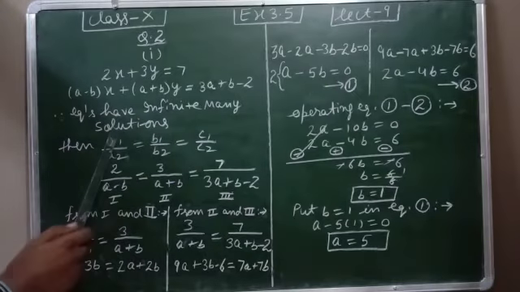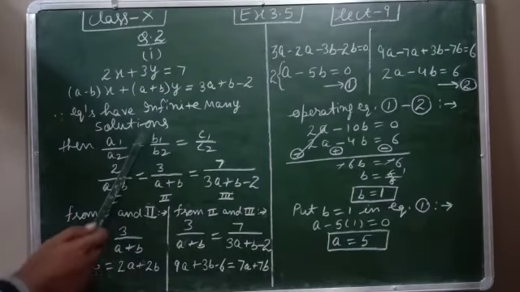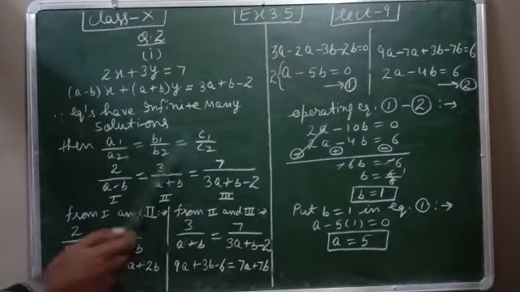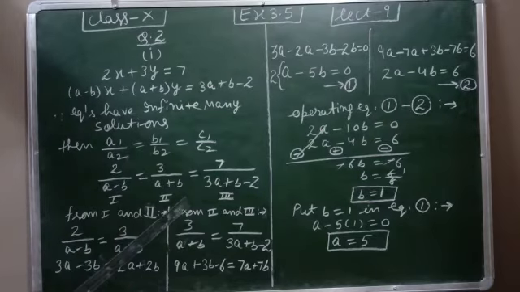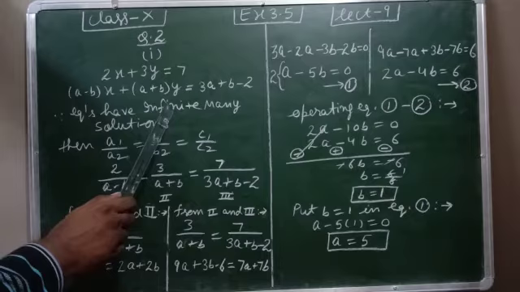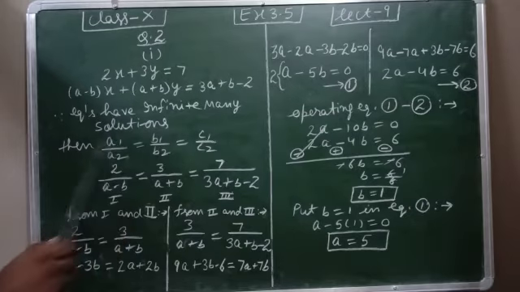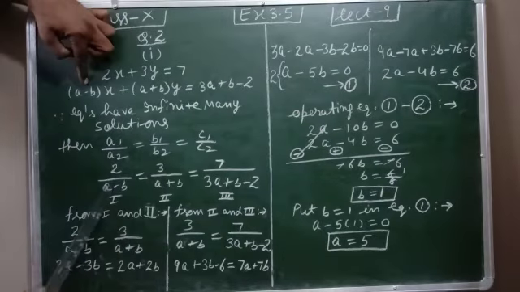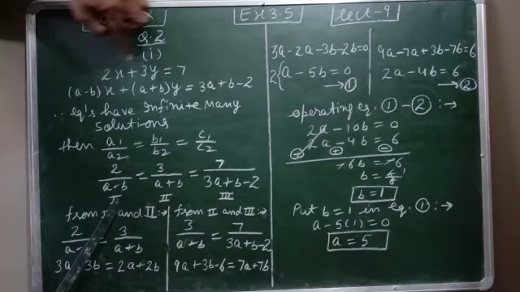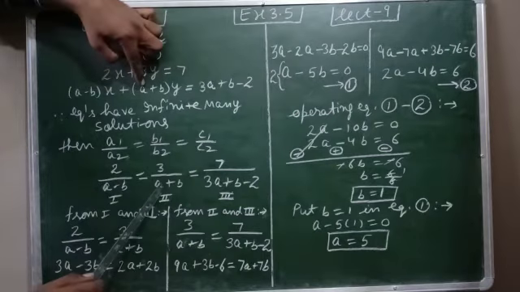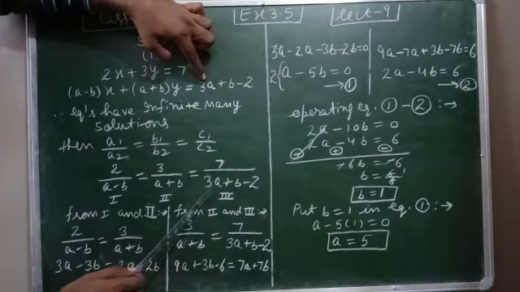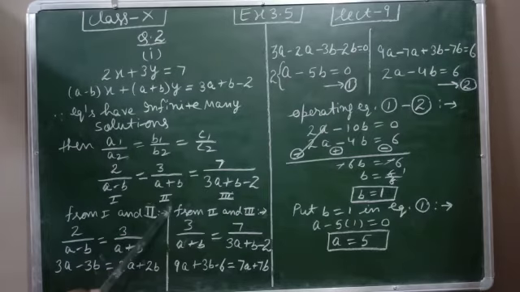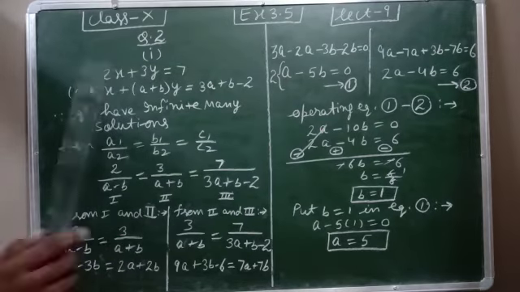If the equations have infinitely many solutions, then a1 upon a2 equals b1 upon b2 equals c1 upon c2. Yesterday we checked what type of solution the equations have, but here it is already given that the solution is infinite. So a1 is 2, a2 is a minus b, let this be number 1; b1 is 3, b2 is a plus b, let this be number 2; then c1 is 7, c2 is 3a plus b minus 2, let this be number 3. Now we'll draw a line here. We have to take two pairs.